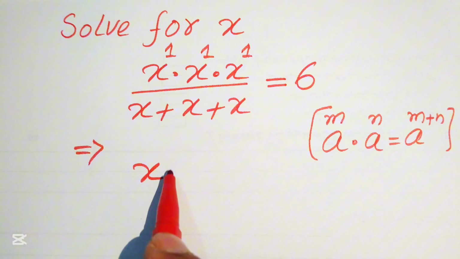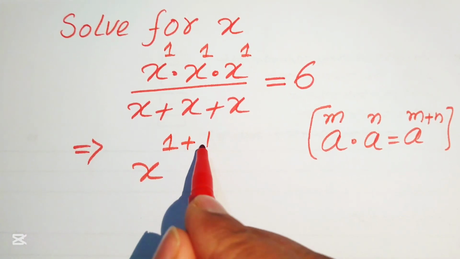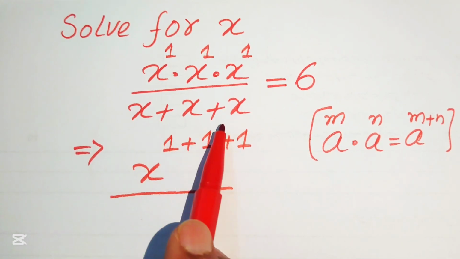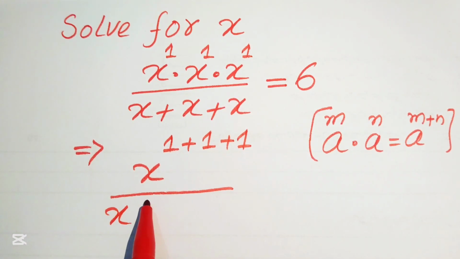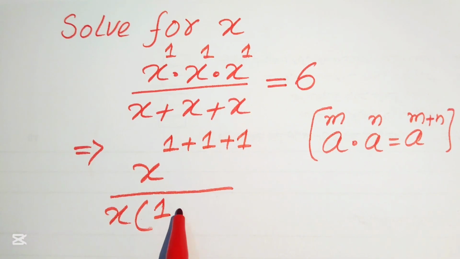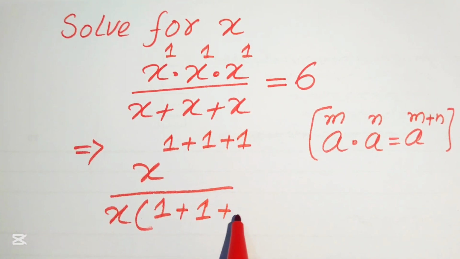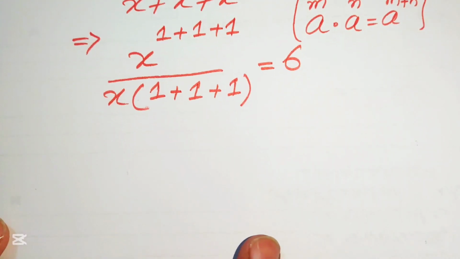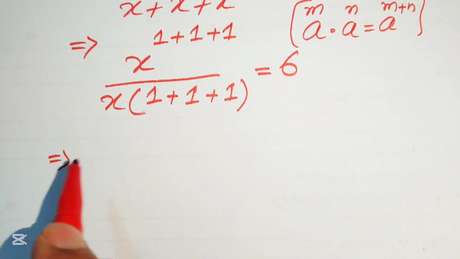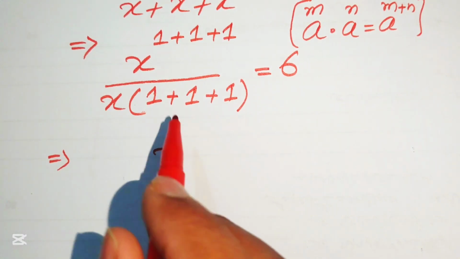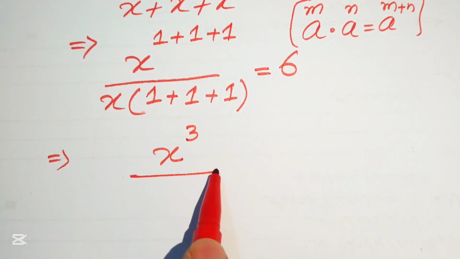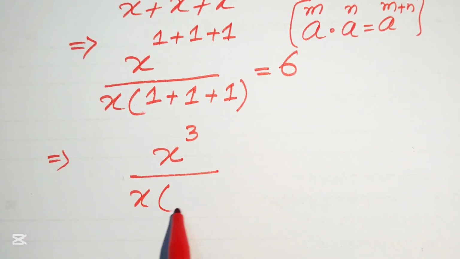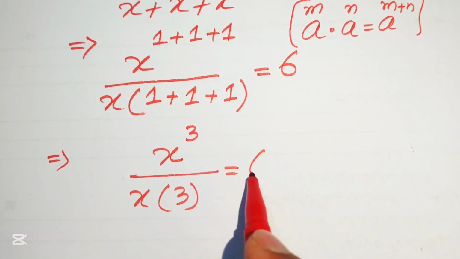So we write it as x to the power of 1 plus 1 plus 1 divided by, here we need to take common x from all of these terms. So when you take common x, we get 1 plus 1 plus 1, and this whole equation equals 6. Further, we simplify the terms and write it as x to the power of 3 divided by x into 3 equals 6.